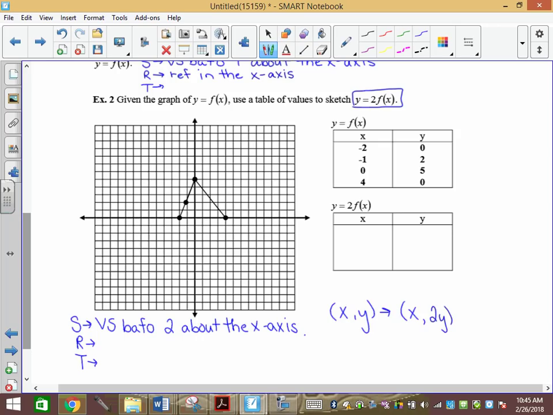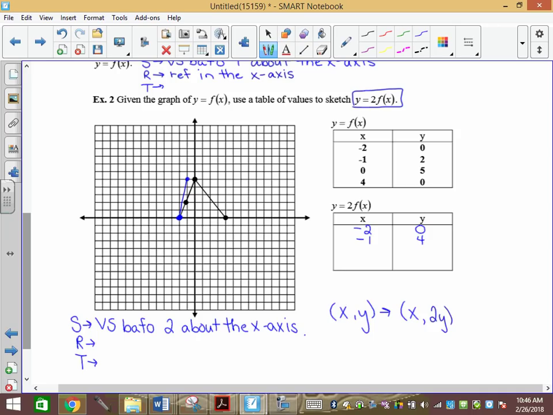So x is -2. Y is 0 times 2, which is 0. It's invariant. Why is it invariant? Because it's on the x-axis, right? So that one's going to stay the same. -1 stays -1 for x, and my y is 2. 2 times 2 is 4. So -1 and 4. And then I connect them right away.